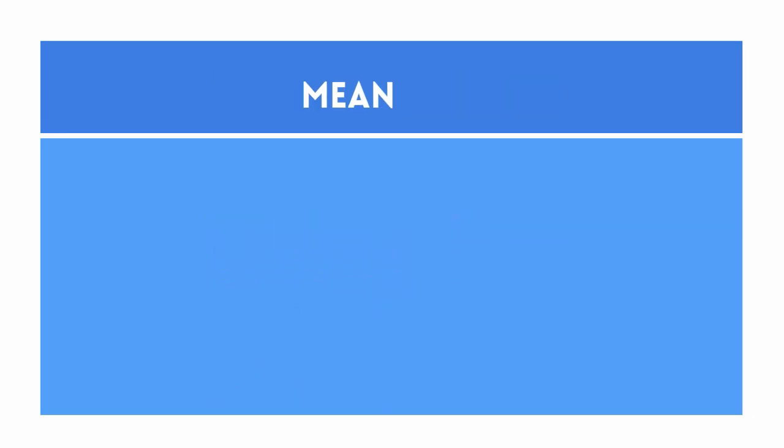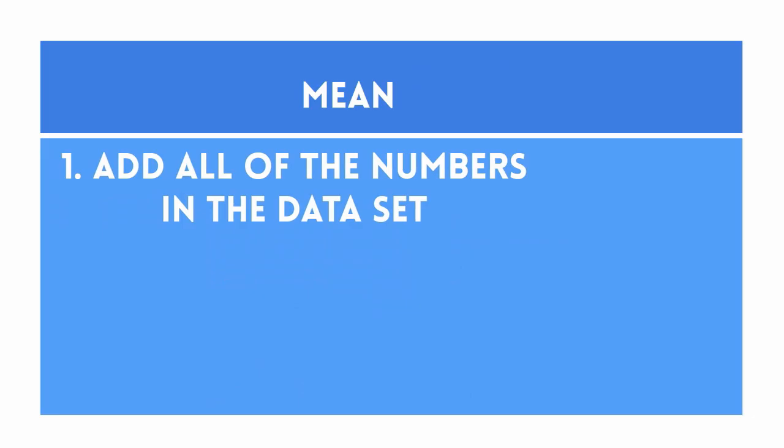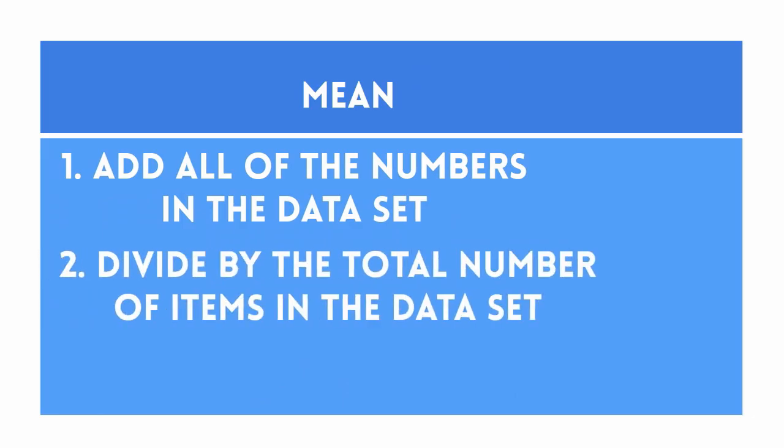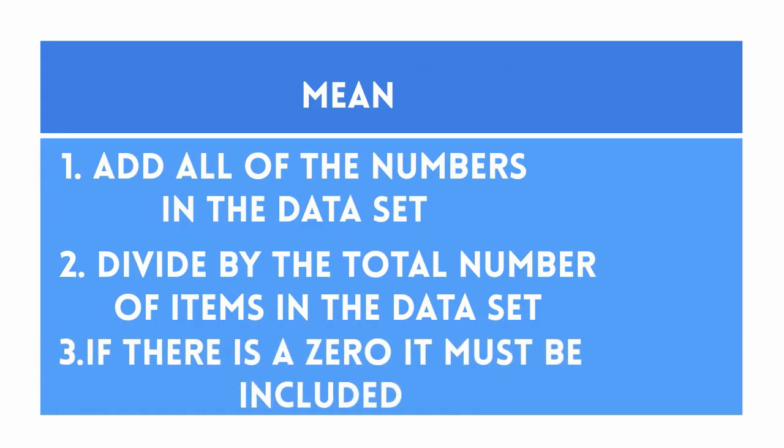Steps for calculating the mean are: 1. Add all the numbers in the data set. 2. Divide by the total number of items in the data set. 3. If there is a 0, it must be included.